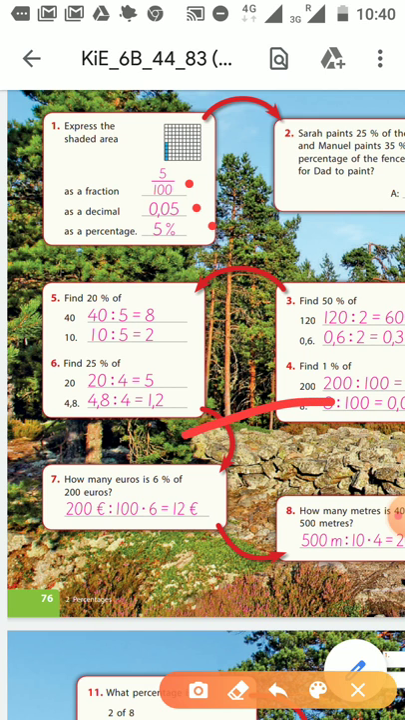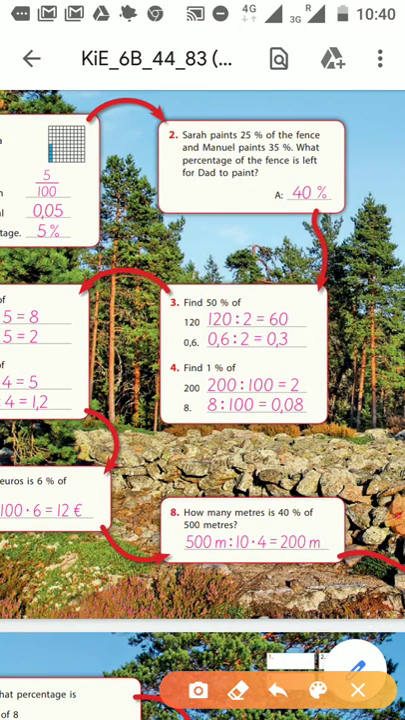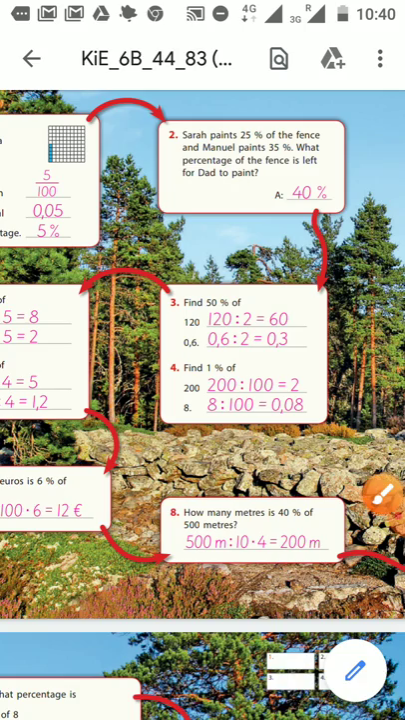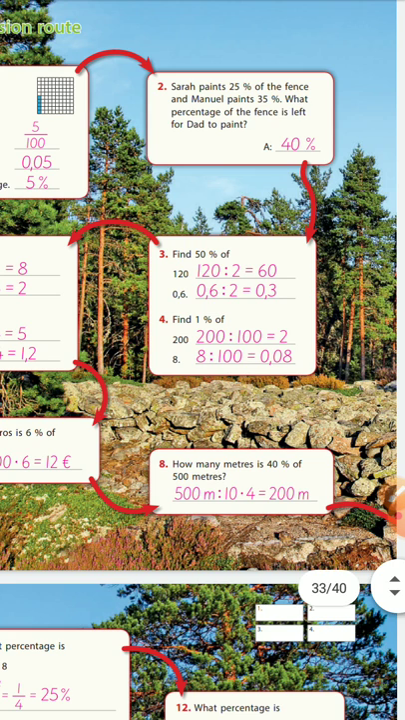Going across then to question 2. It says, Sarah paints 25% of the fence and Manuel paints 35%. What is the percentage that's left to paint? Well, hopefully you know that if you add 25 and 35, you get 60. And therefore, what's left is going to be 40%, isn't it? So that's straightforward again.